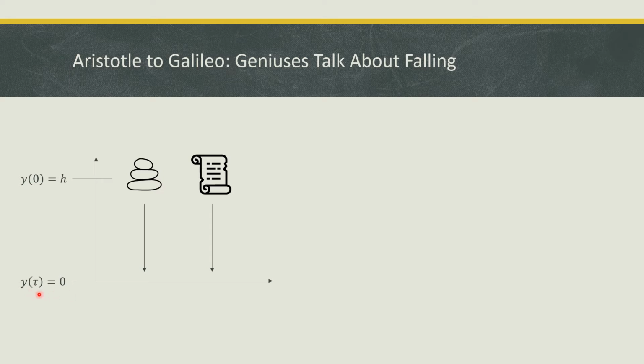We don't know if the time tau will be the same for the stone and the paper. Furthermore, we are also interested in knowing how the position changes in time. Do the positions of the objects change linearly? Meaning, for every increment in time, is there the same increment in position? Or do they change differently?